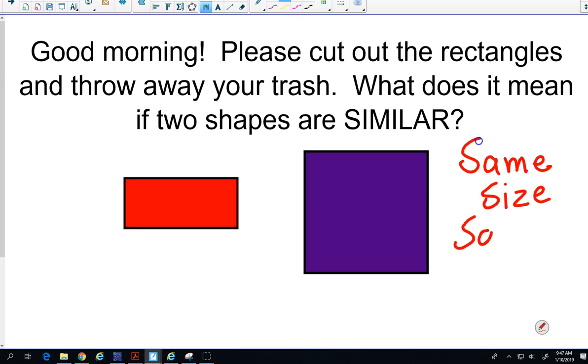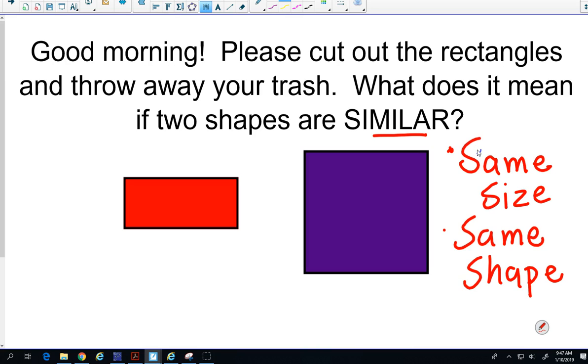and the same shape. Do you guys agree or disagree with what she said? That shapes have to have the same size and the same shape to be similar. What do you guys think about that? For similarity. Yes or no? Thumbs up if you agree, thumbs down if you disagree. Okay, so a lot of you agree. Does anybody disagree?